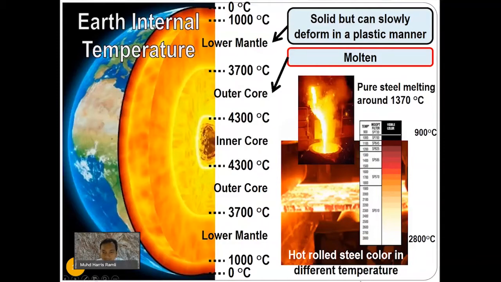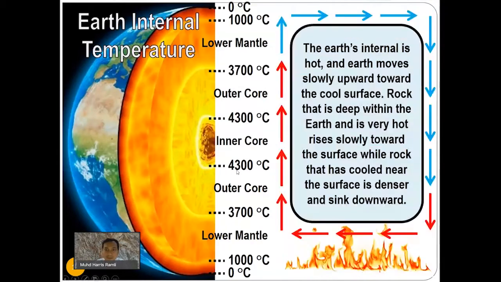Basically, even steel would burn up at 2,800 degrees, and it's really hot. Then you can see that in the middle it is about 4,300 degrees, so it is very hot. This comes to the part where you have the condition where the Earth's interior is hot.